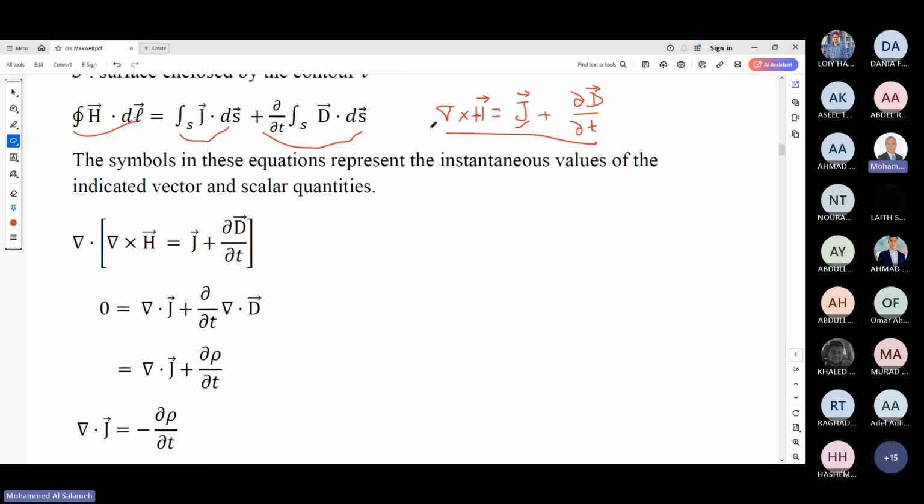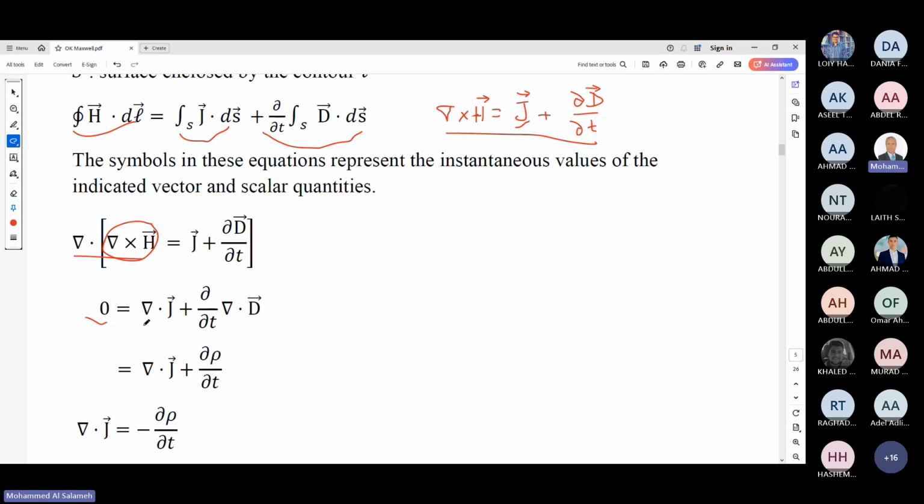Now, this equation, if you take the dot product of both sides with the del operator, del dot del cross H equals del dot J plus dD by dt, the left side will be 0, because del cross H has a direction normal to del. If you dot product a vector with another vector which is normal to it, the result is 0, because cosine 90 degrees is 0. So this is 0.